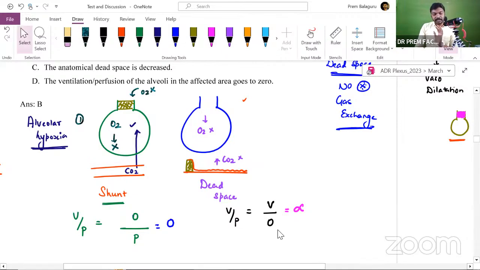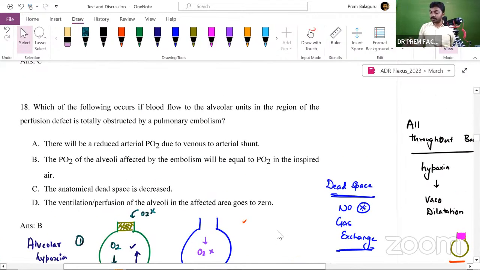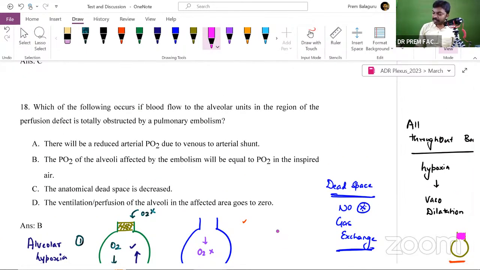All right, people, that's dead space as well as shunt. Be clear here. Now, this question: which of the following occurs if blood flow to the alveolar unit in the region of perfusion defect is totally obstructed by a pulmonary embolism? What is getting formed? Is it dead space or is it shunt? You are going to develop a condition called dead space.